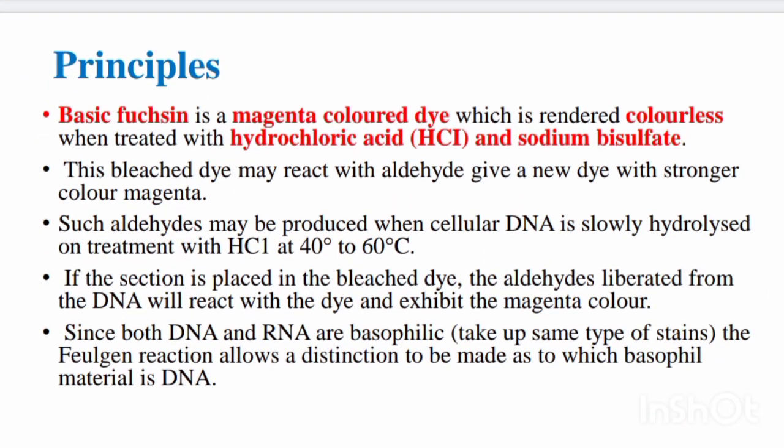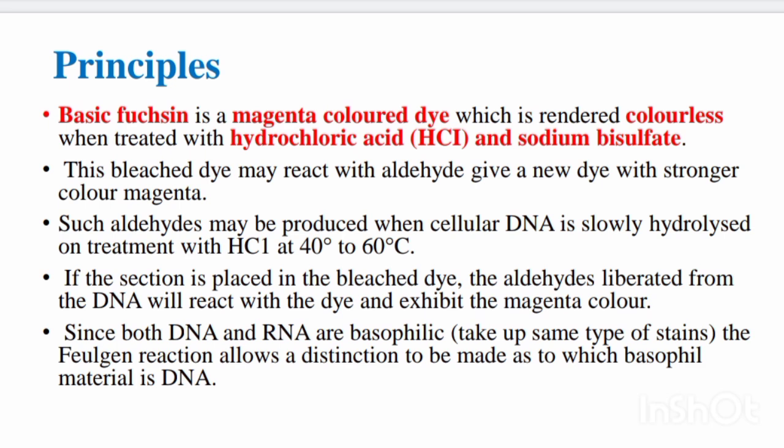Next we have the principle. Basic fuchsin is a magenta colored dye which is rendered colorless when treated with HCl and sodium bisulfite. This bleached dye may react with aldehyde and give a new dye with a stronger color, that is magenta. Such aldehydes may be produced when cellular DNA is slowly hydrolyzed on treatment with HCl at 40 to 60 degrees Celsius.